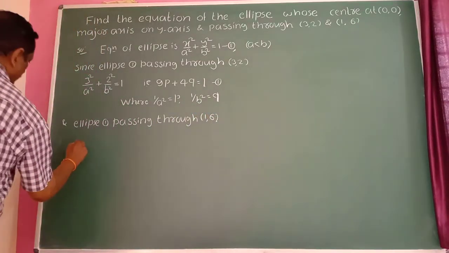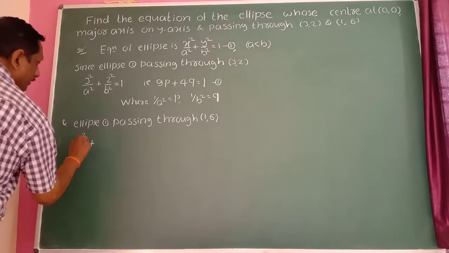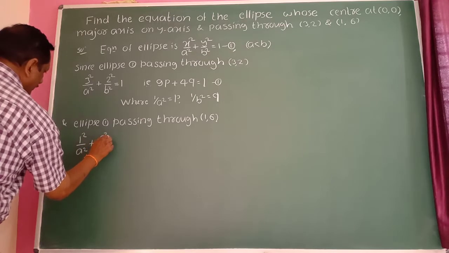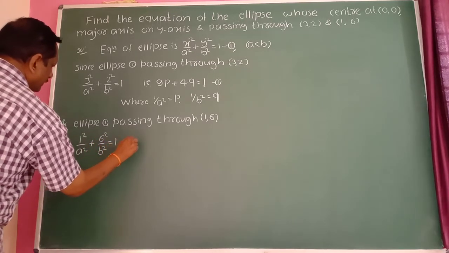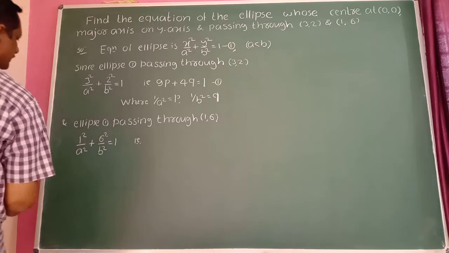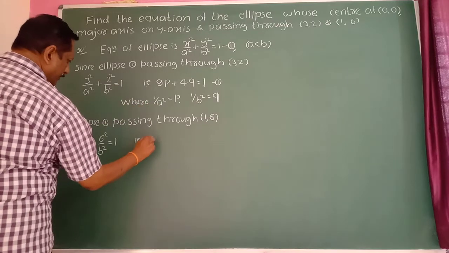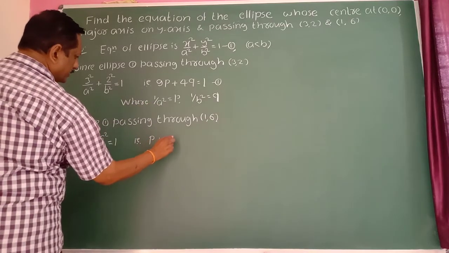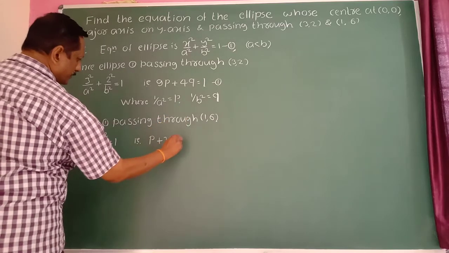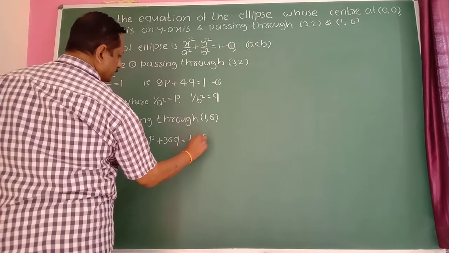Therefore, 1 squared divided by a squared plus 6 squared divided by b squared is equal to 1. That is, 1 squared is 1 only, but 1 by a squared is p, therefore it is p here. 6 squared is 36, 36 into q is equal to 1. Take this as equation number 3.